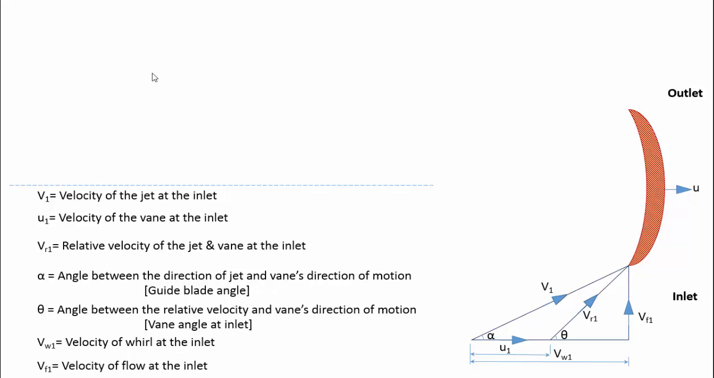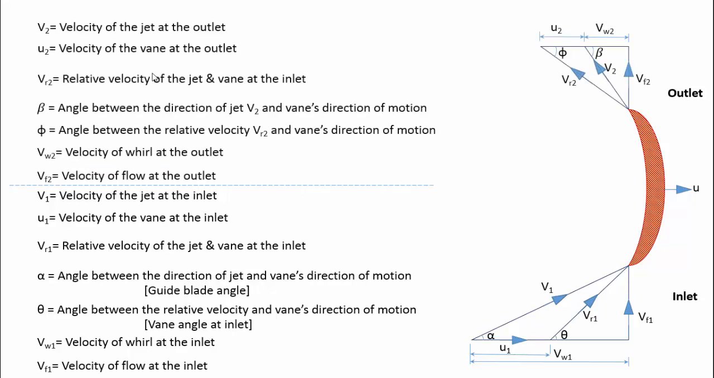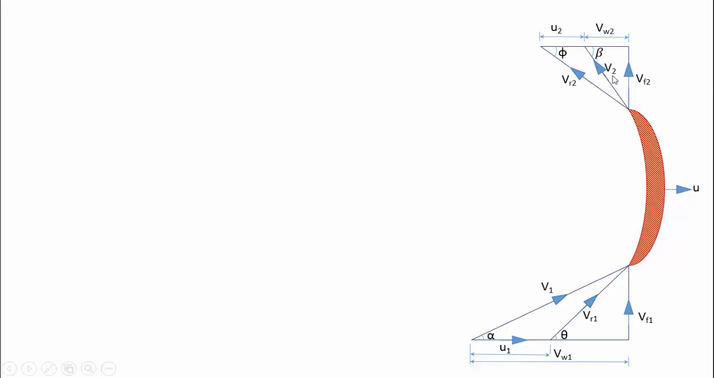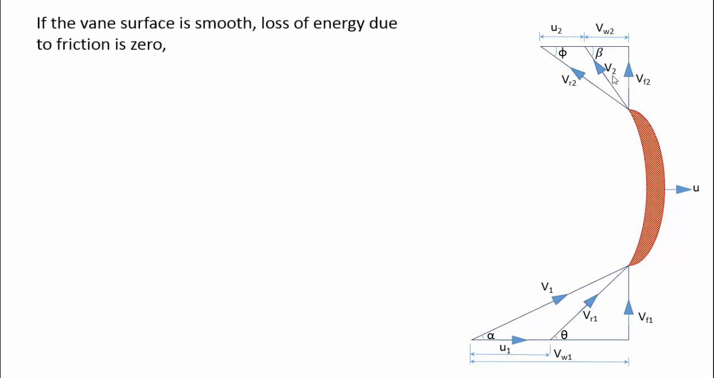The same thing on the outlet side of the vane is called the outlet triangle, and all the terms are given with the suffix 2. We can observe that the jet velocity at the outlet is reduced, as some of the energy is spent to move the blade. However, we can assume that the blade is smooth, and the relative velocity at the inlet is equal to the relative velocity at the outlet. If you assume that the blade is moving linearly, the vane velocity u1 is equal to u2.